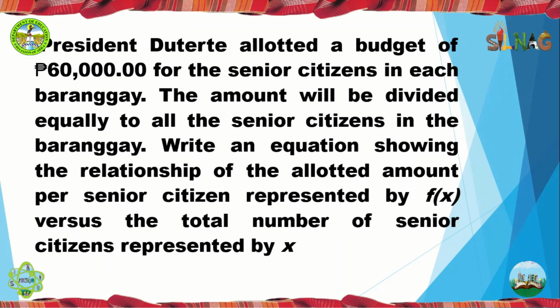We have our second example. President Duterte allotted a budget of 60,000 pesos for the senior citizens in each barangay. The amount will be divided equally to all the senior citizens in the barangay. Write an equation showing the relationship of the allotted amount per senior citizen represented by f of x versus the total number of senior citizens represented by x.